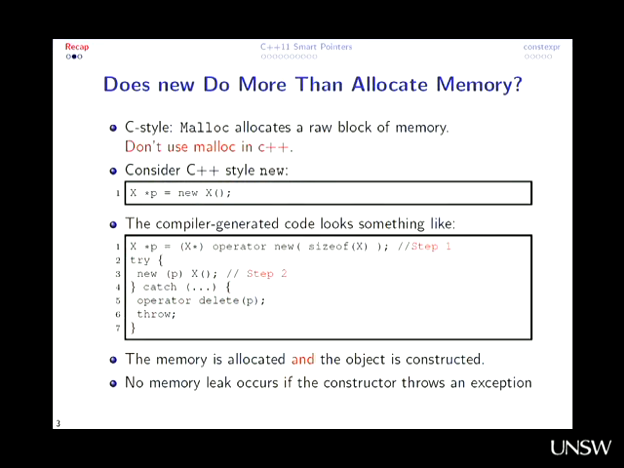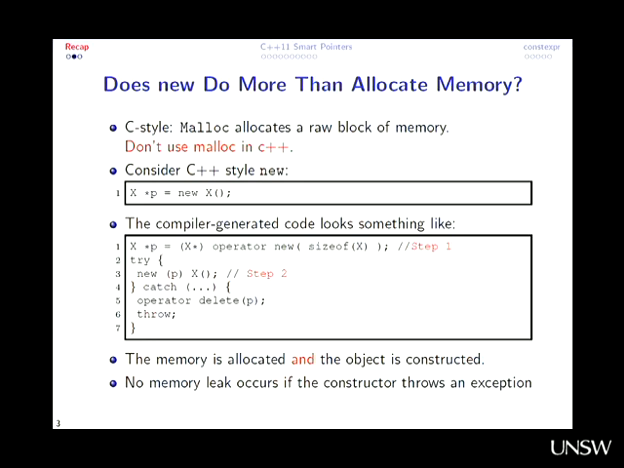One of the questions that got asked at the start of last week was, why should we use new rather than malloc? Or what happens if we mix malloc and new, or free and delete? Why would we mix these things up? Well, new does more than what malloc does. Malloc just allocates a raw block of memory, and then we have to typecast inside it.